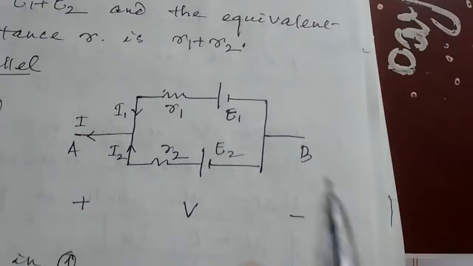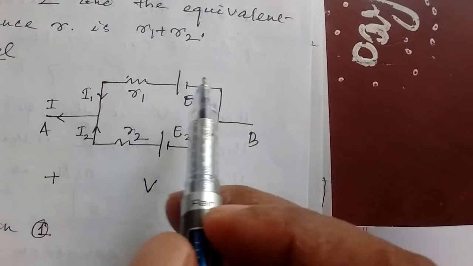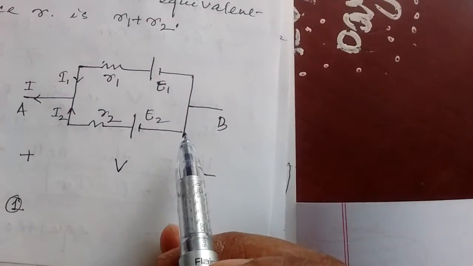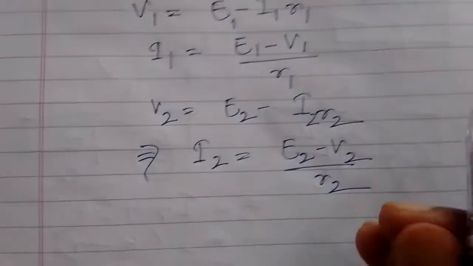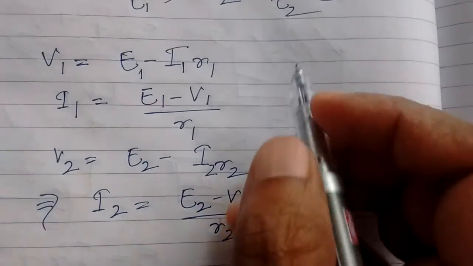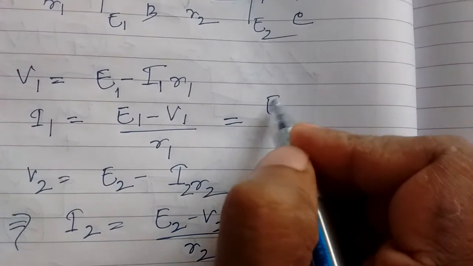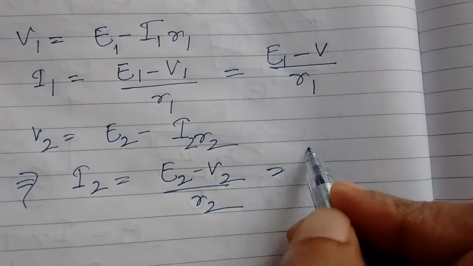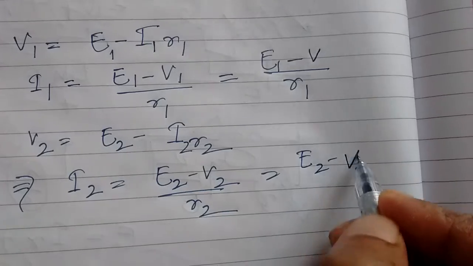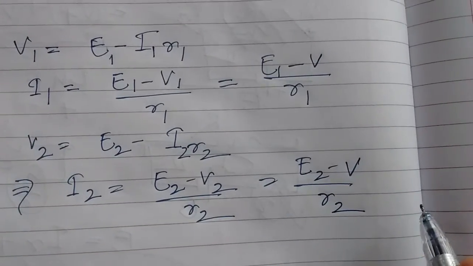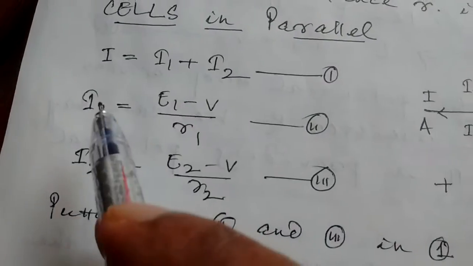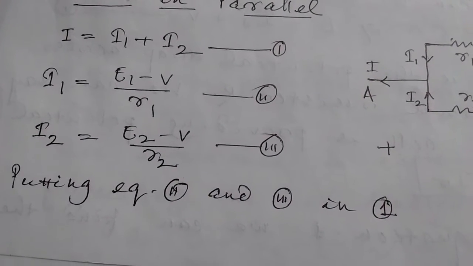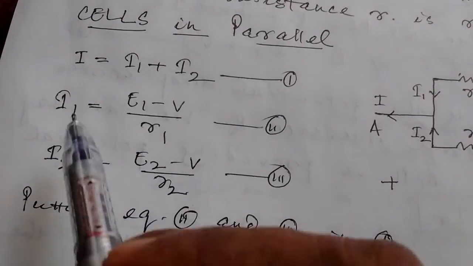Now look at the figure. The potential difference across these two terminals is the same for both cells. That means both cells offer the same potential difference, V. So we can simply replace V1 and V2 with V. So I1 is equal to E1 minus V by R1, and I2 is equal to E2 minus V by R2. Now we have the expressions for I1 and I2.